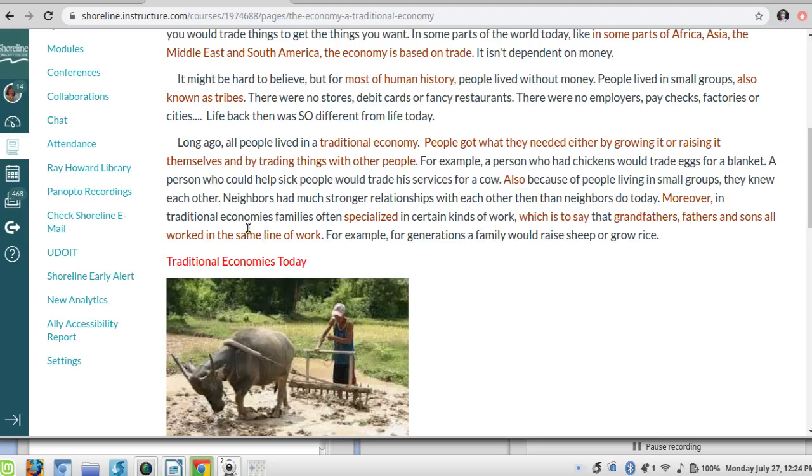Moreover, in traditional economies, families often specialized in certain kinds of work, which is to say that grandfathers, fathers, and sons all worked in the same line of work. For example, for generations, a family would raise sheep or grow rice.